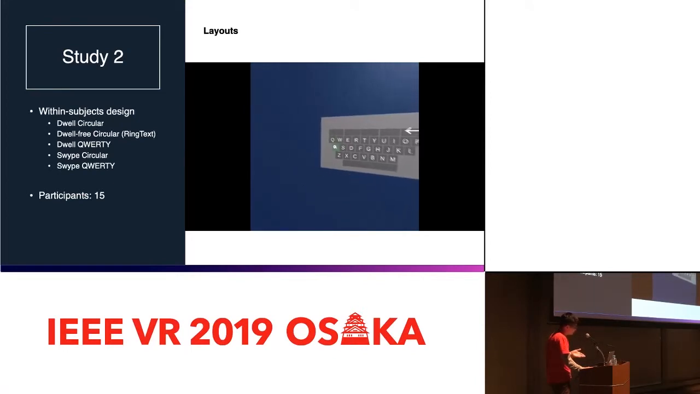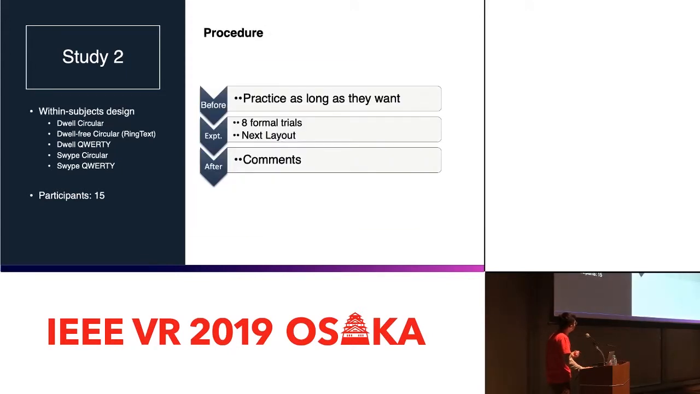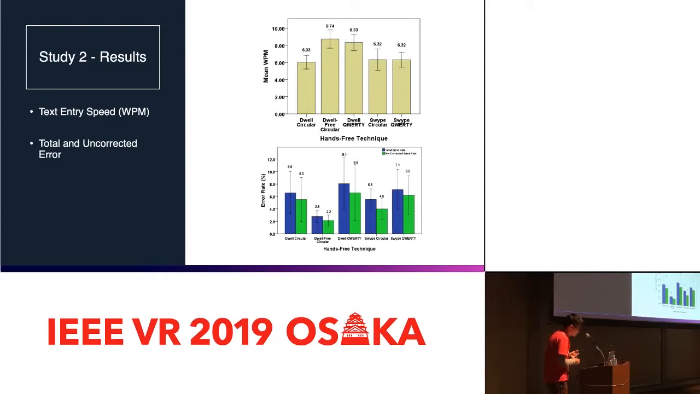The study is a one-way within-subject design with 15 participants. They have to complete 8 sentences for each layout, and the conditions are, of course, counterbalanced. We found that our RingText outperformed the 4 other hands-free techniques in this condition. However, RingText does not outperform other techniques in terms of total and uncorrected error rates.